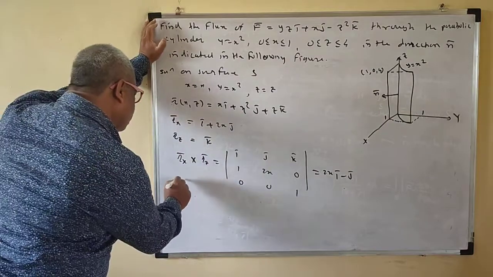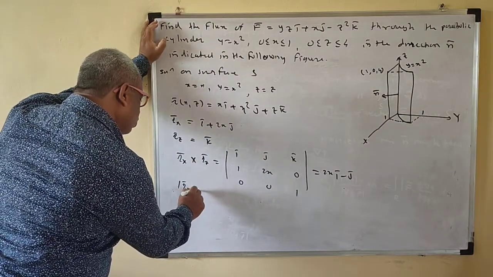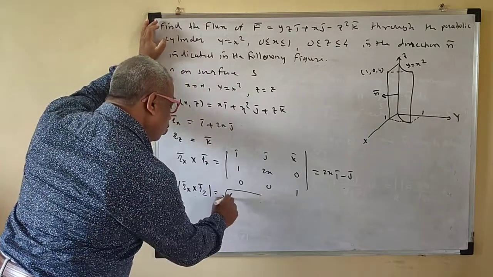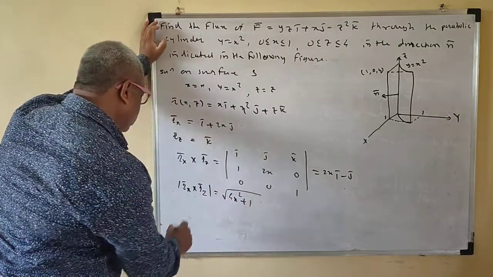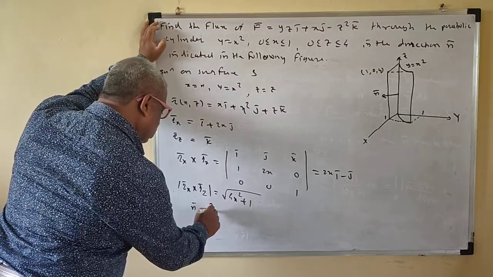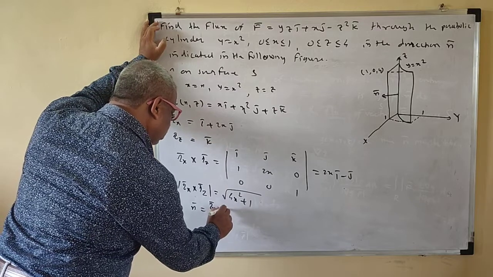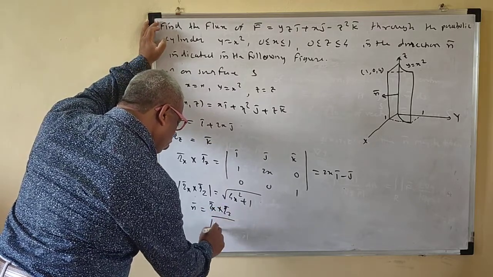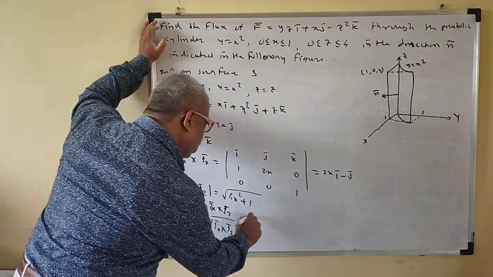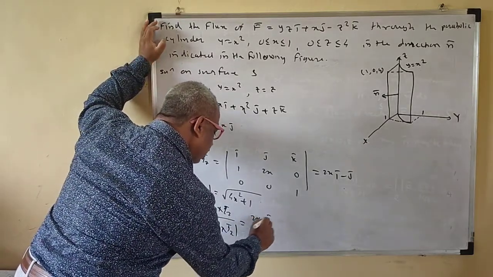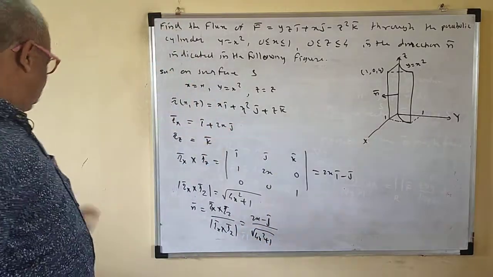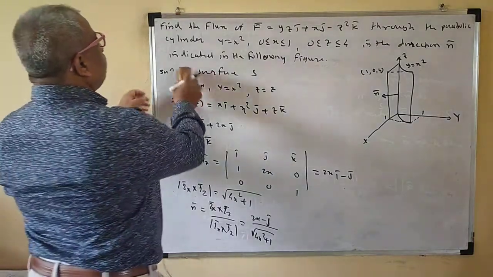So we take the modulus of this r bar of x cross r bar of z. This is root of 4x square plus 1. Now your n bar is the unit vector, so this is r x bar cross r z bar upon the mod of r x bar cross r z bar. So this is twice x i bar minus j bar upon root of 4x square plus 1. So this is your n bar. Now you want the flux.